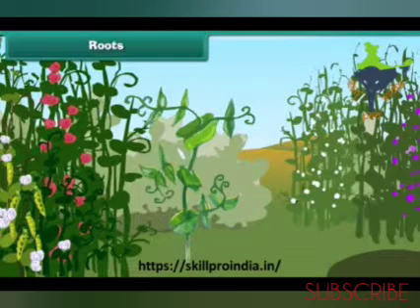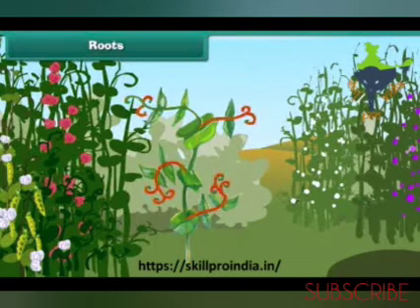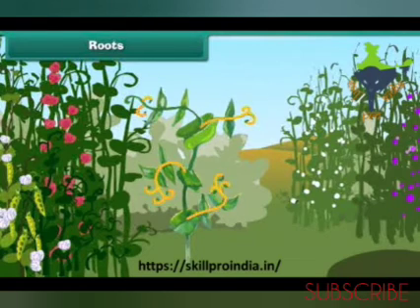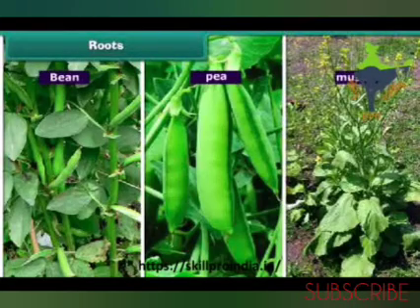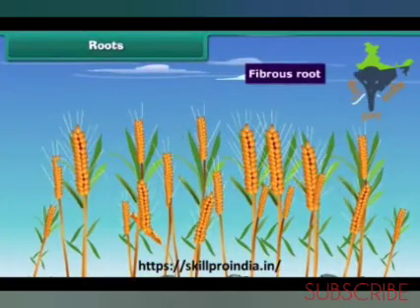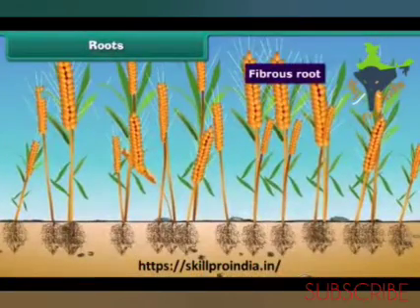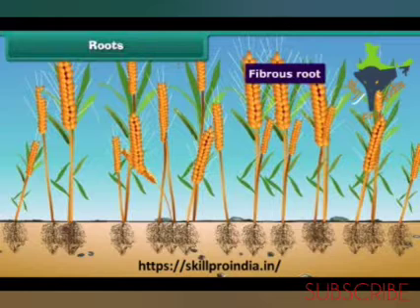In a taproot, there is a main thick root that grows deeper in the soil. Several weak and thinner roots grow out from this main root. Taproots are generally found in bean, pea, and mustard plants. But in a fibrous root, a number of almost equal-sized roots are attached to the end of the stem. That is, there is no main root like taproot. This kind of roots is present in grass and wheat.